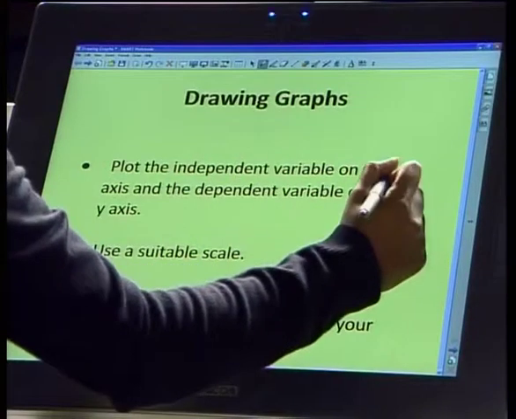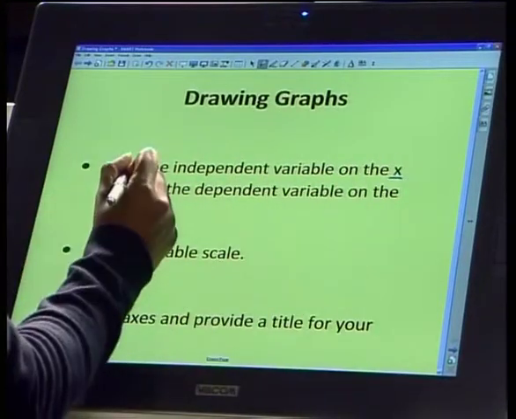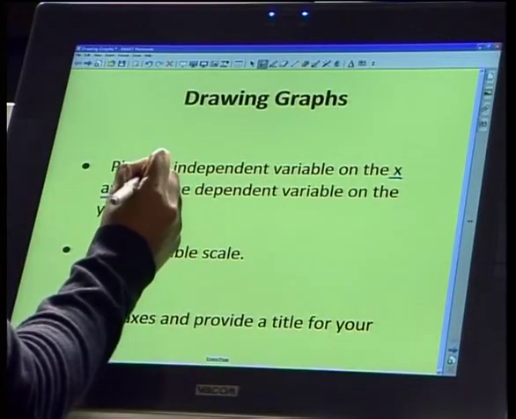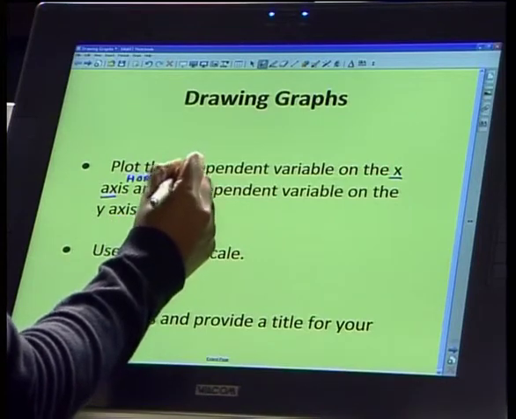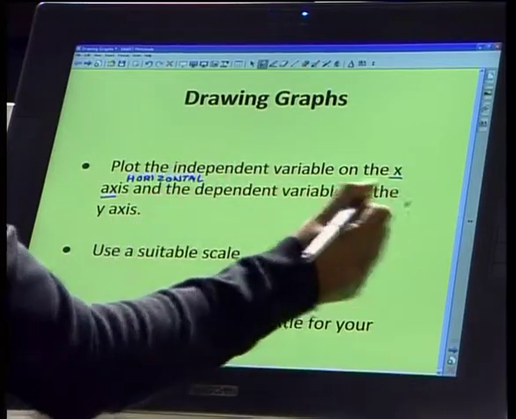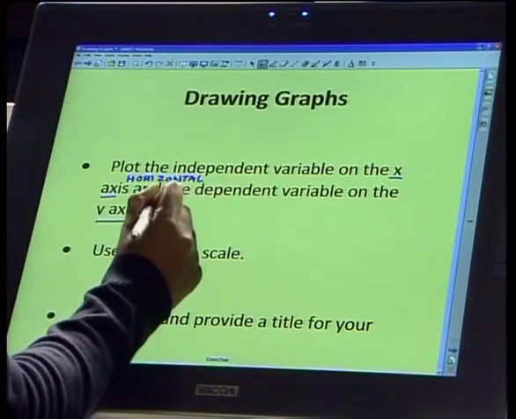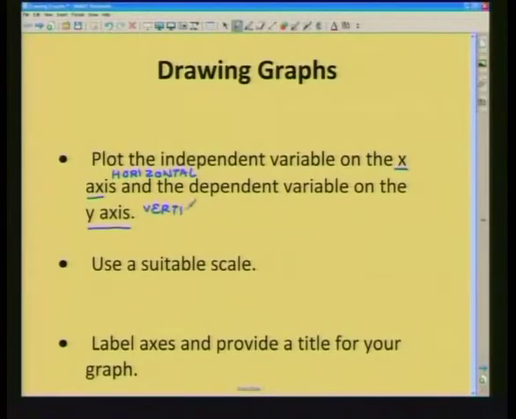In this section we're going to look at drawing graphs. But before you can sketch any graphs, you first need to know how to plot values. And before we plot values, we need to identify our axes. The x-axis is also known as the horizontal axis. And the y-axis, we also call that the vertical axis.